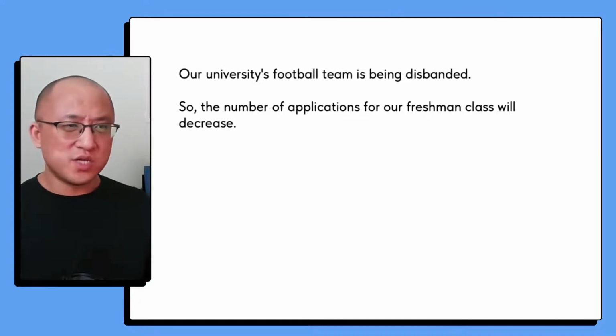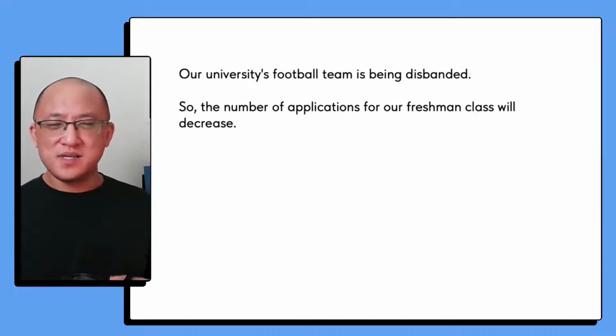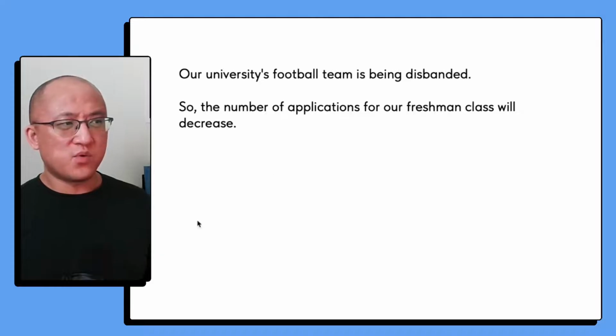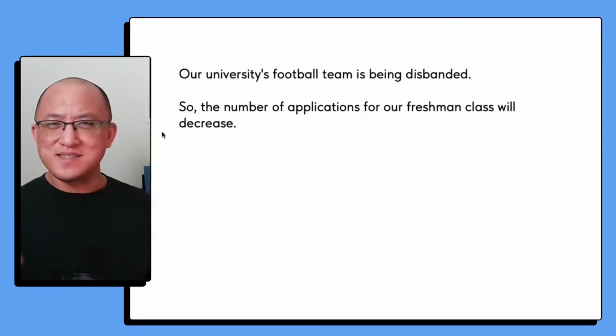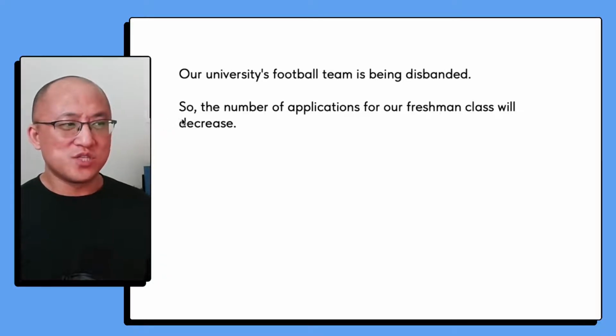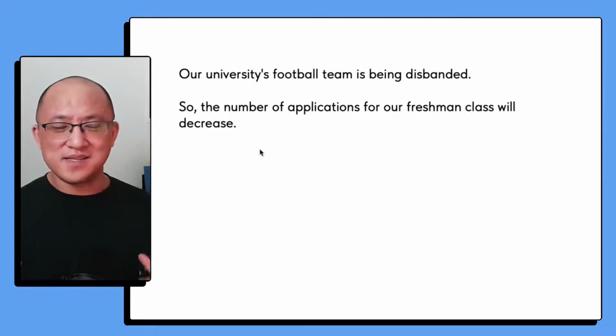Now, in all the previous examples, we were dealing with arguments where you could think of the premise and the conclusion both as conditionals, and you were basically just trying to connect one part of the premise to one part of the conclusion. But there will be some arguments out there that don't quite break down in that way. For example, our university's football team is being disbanded, so the number of applications for our freshman class will decrease. This isn't quite the same as the previous problem because it's not like I'm getting another conclusion about the university's football team, or it's not like the premise is about the number of applications. There really isn't any overlap between the individual parts of each of these sentences.